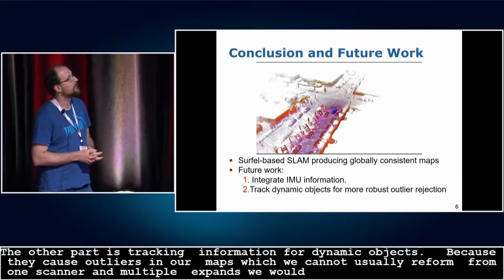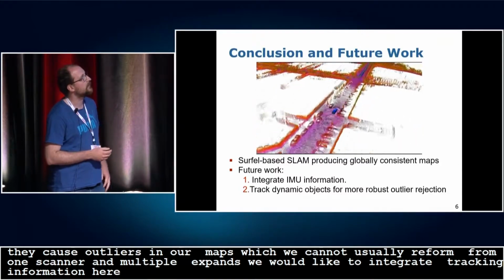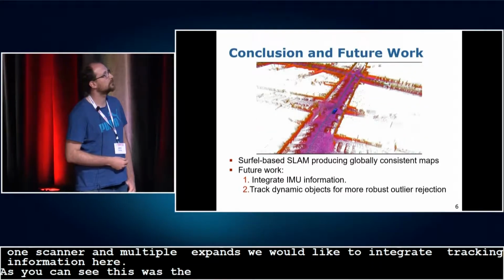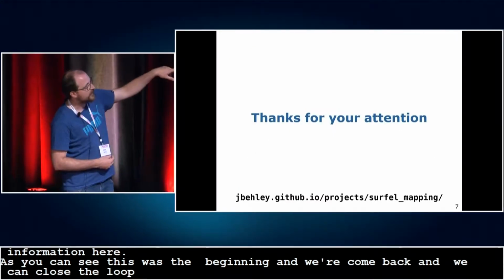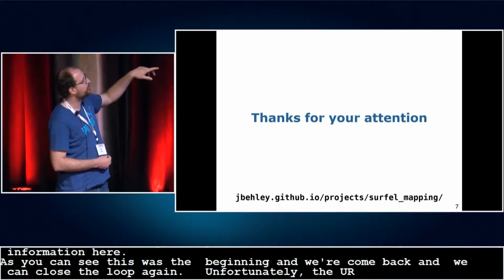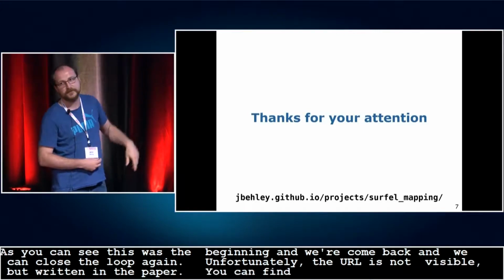And yeah, as you can see, this was the beginning, so we're coming back and we can close the loop again. Unfortunately, the URL is not completely visible, but it's also written in the paper. You can find our data there, but also our code, and you can try it yourself and reproduce our results.